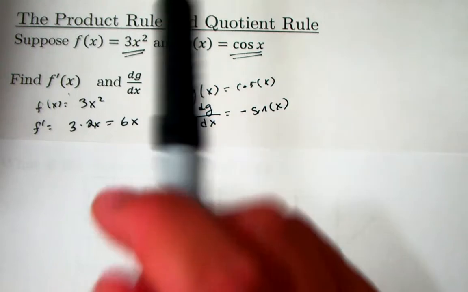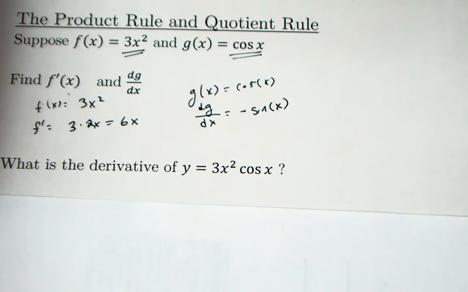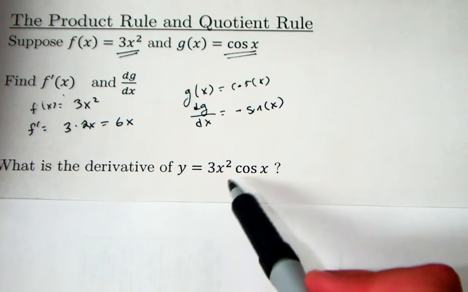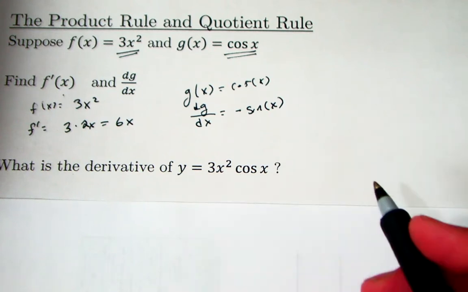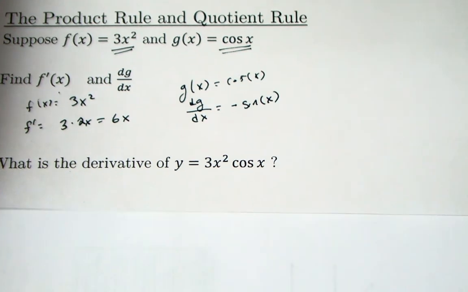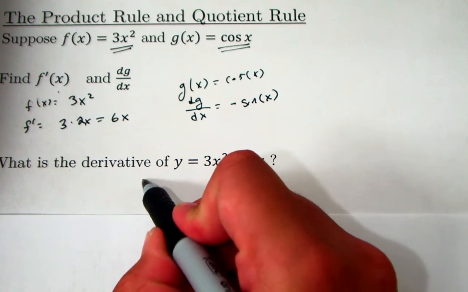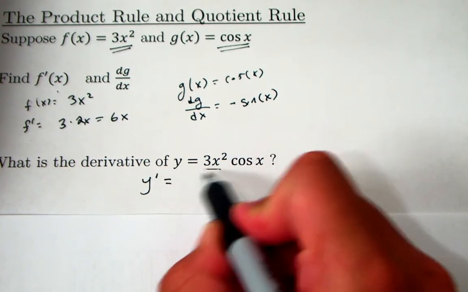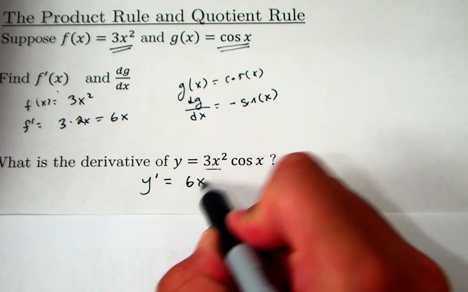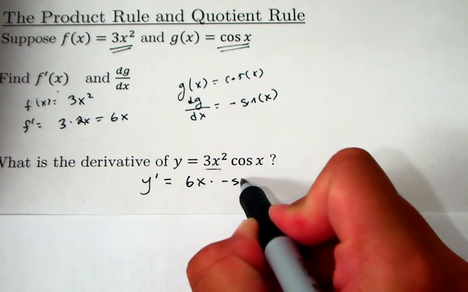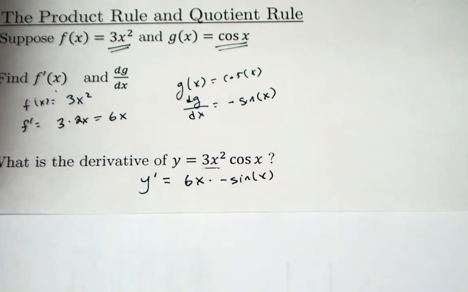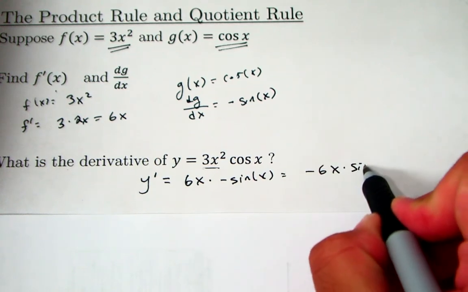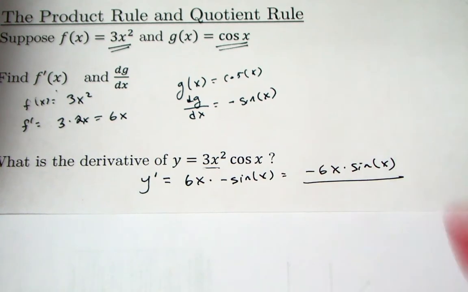So that helps us to build into the next question, which you might have figured out based on the fact that we're talking about the product rule. Well, what's the derivative of those two functions' product? What's the derivative of y equals 3x squared times cosine of x? So a very common approach would be to write this. Y prime, let's say, is equal to, well, this part here would be 6x from above, and this part here would be negative sine of x from above. And if you simplify those, you get negative 6x times sine of x, right?